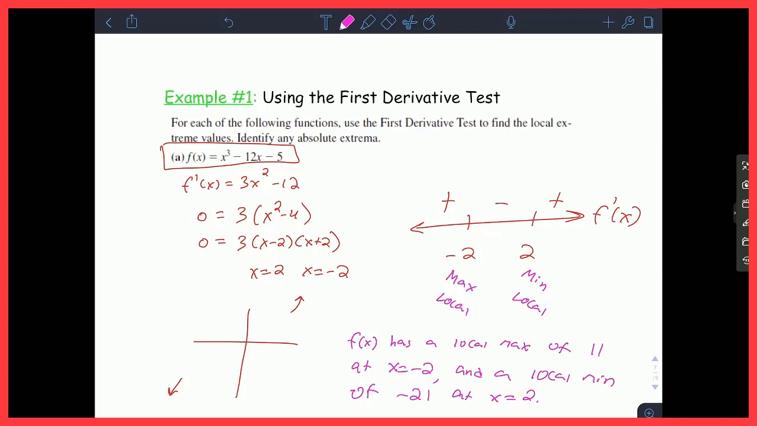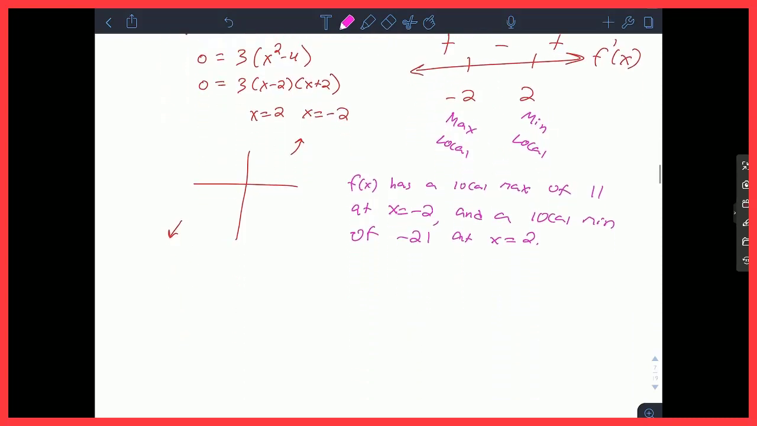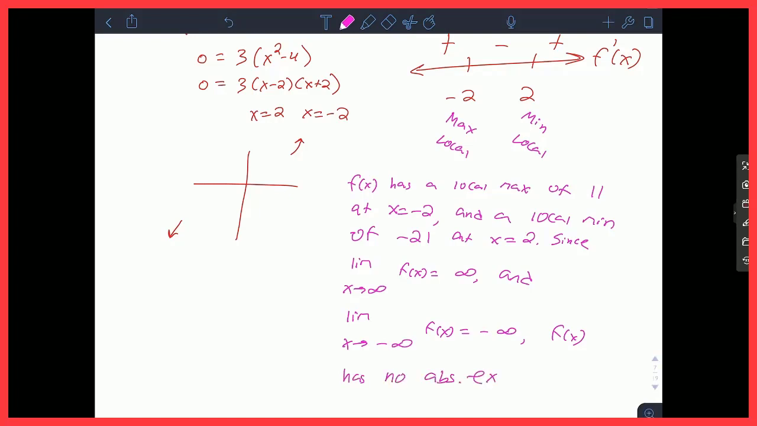The question also says identify any absolute extrema. This function does not have any absolute extrema, so I could write an argument saying since the limit as x approaches positive infinity of f of x is infinity, and the limit as x approaches negative infinity of f of x equals negative infinity, f of x has no absolute extrema. Okay, so this would be a pretty sufficient argument that covers everything I needed.